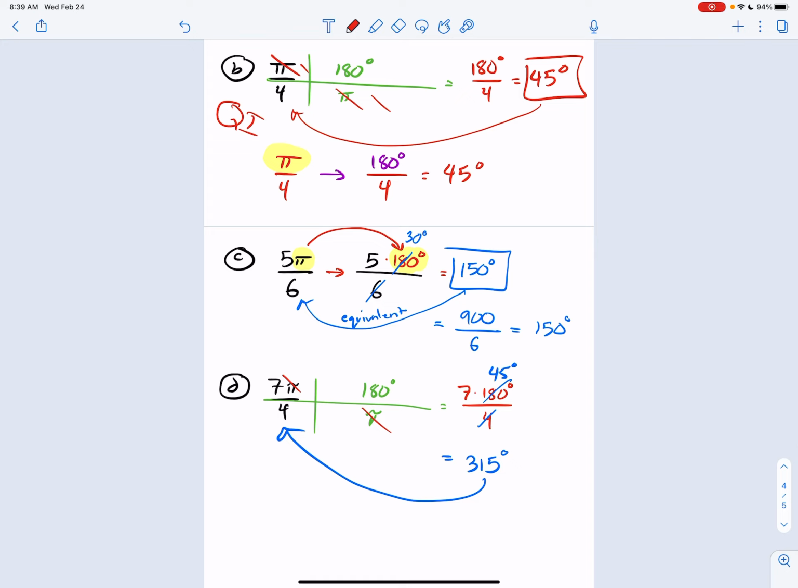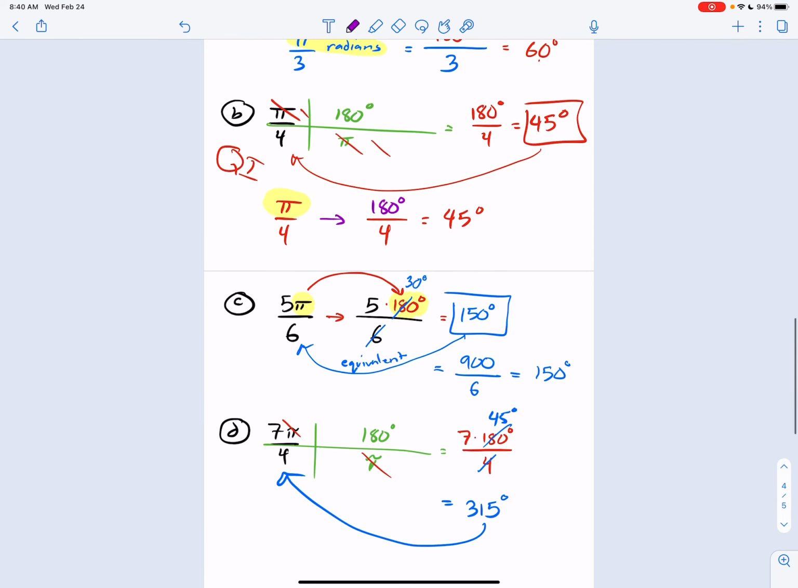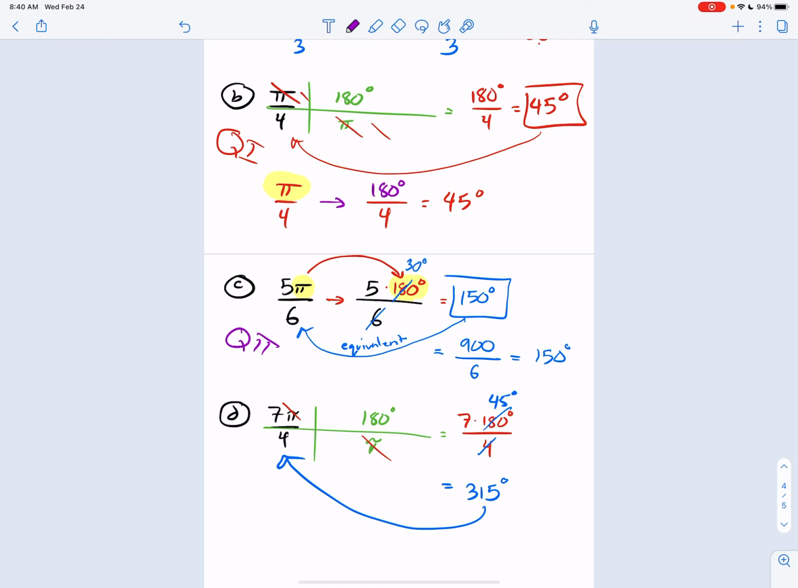Go ahead and do part C, 5 pi over 6, and part D, 7 pi over 4. Press play whenever you're ready. Let me know what quadrants these angles lie in, okay? Okay, so we know that 5 pi over 6 is equivalent to 150 degrees, and 150 degrees is somewhere between 90 and 180. So we know that's quadrant 2. So that means 5 pi over 6 is somewhere in quadrant 2.